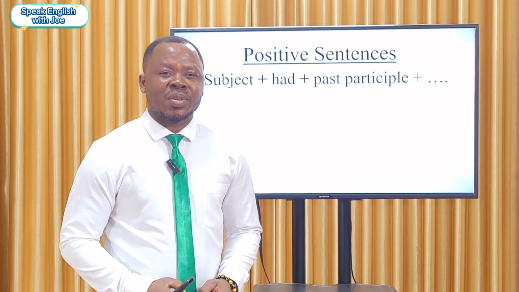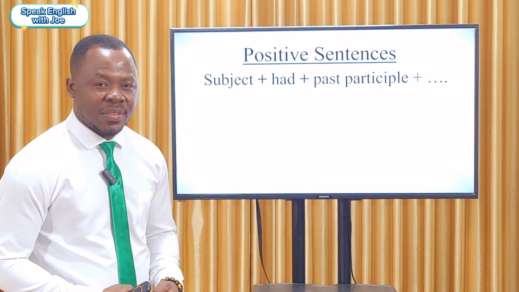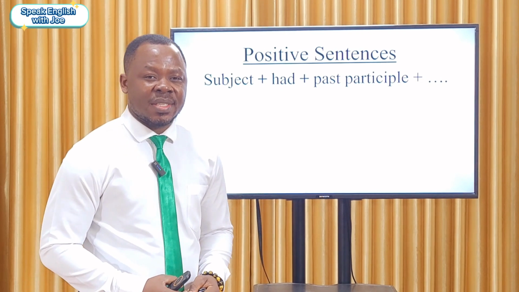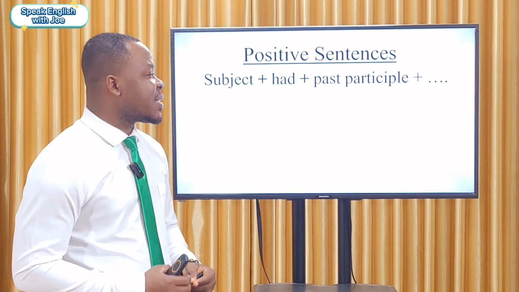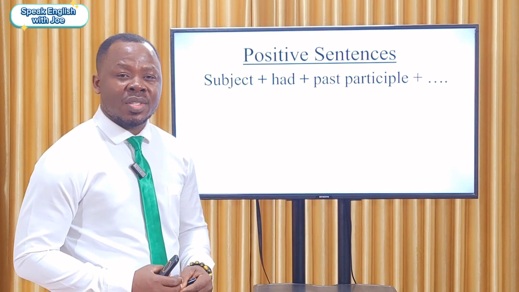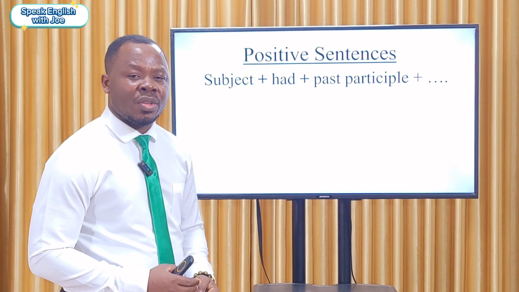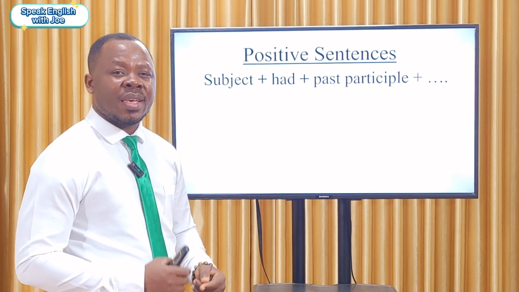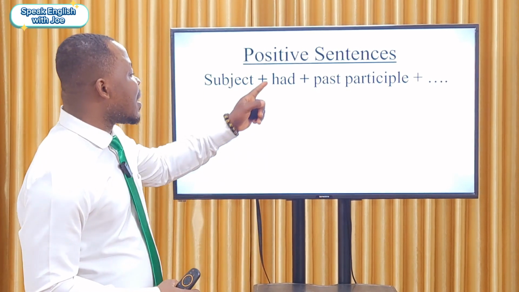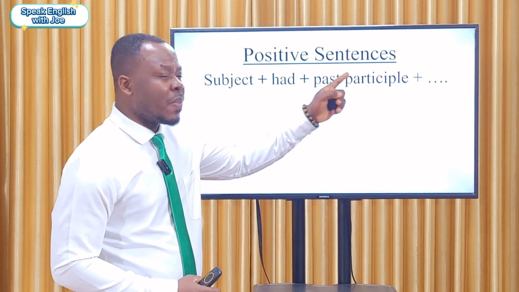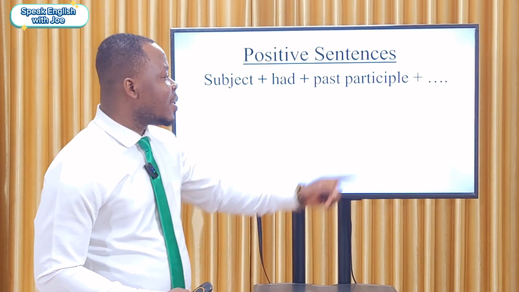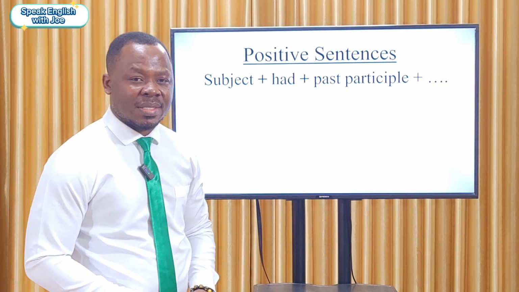We are now going to look at how to make affirmative or positive sentences with the past perfect tense. And this is how the structure looks like. We have the subject, that is I, you, we, they, he, she, and it, plus had, plus past participle form of the verb, plus the rest of the sentence.